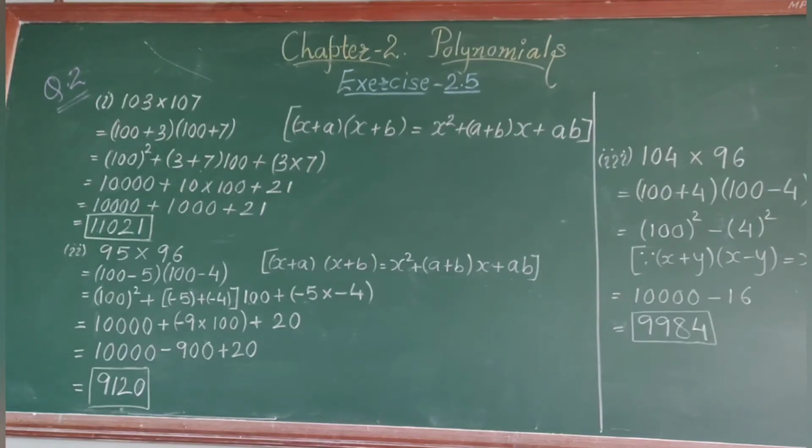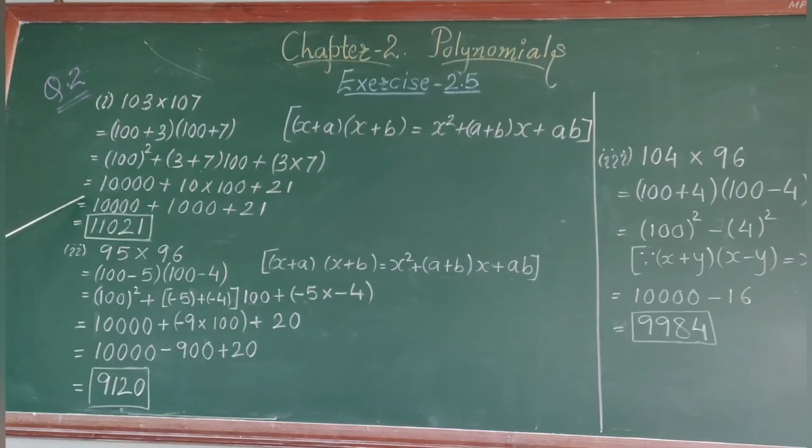So we use identity 4, that is x plus a into x plus b equal to x square plus a plus b x plus a b. You can see that value of x is given as 100, value of a is 3 and value of b is 7. That is equal to 100 square plus 3 plus 7 into 100 plus 3 into 7.